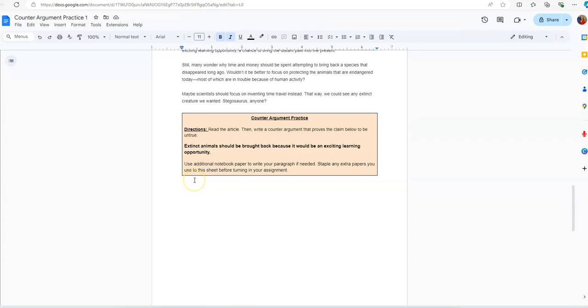If you need extra notebook paper, please feel free to get some. Remember, there's some in the orange box by the door. Just make sure that you turn that in with this paper before you leave.